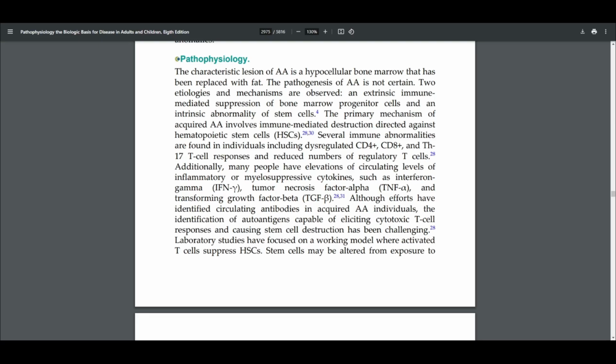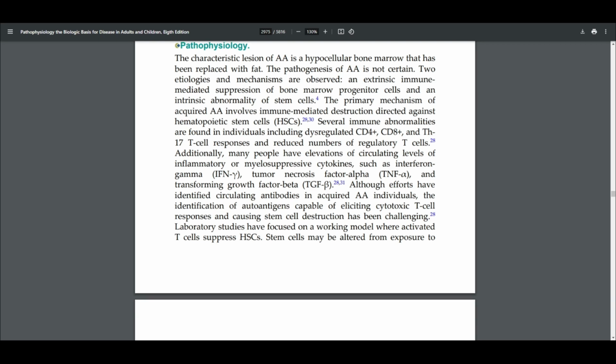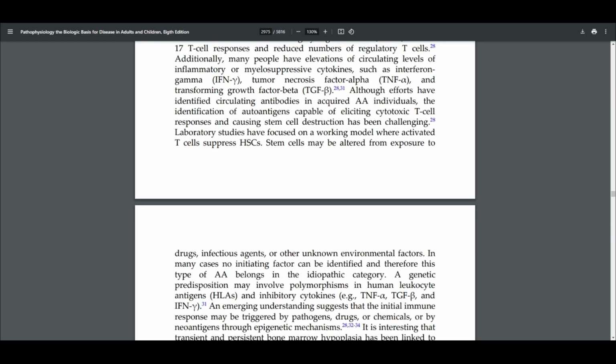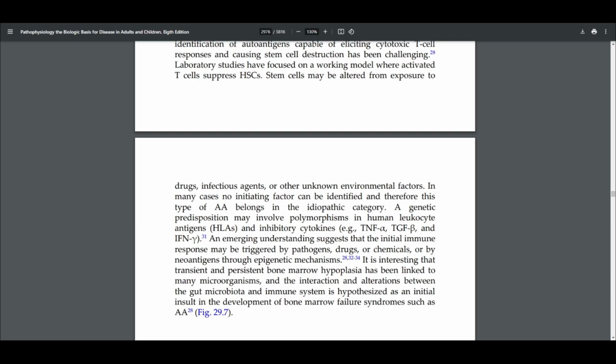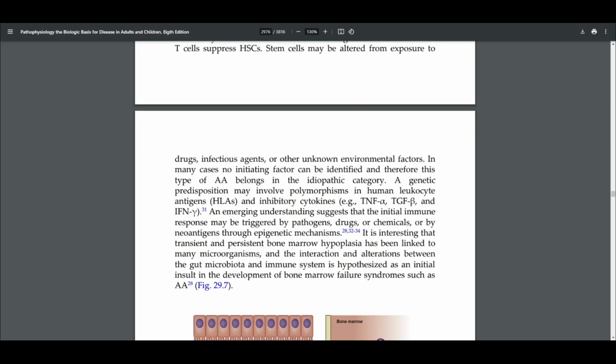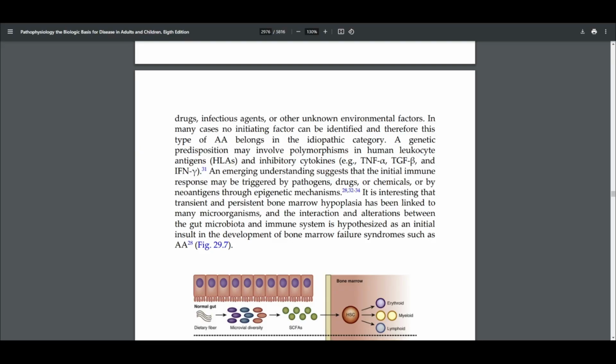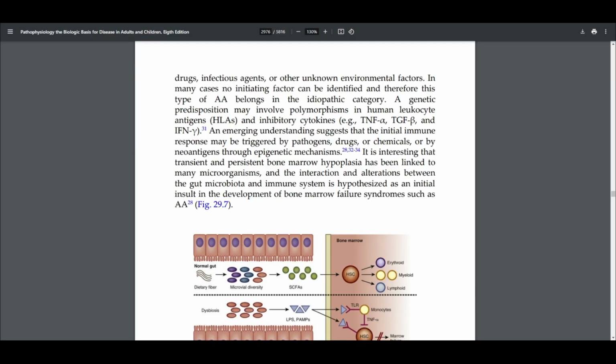Lab studies have focused on a working model where activated T cells are suppressing your HSCs. Stem cells may be altered from exposure to drugs, infectious agents, and other unknown environmental factors. In many cases, no initiating factor can be identified, and therefore these types of aplastic anemias belong in the idiopathic category. A genetic predisposition may involve polymorphism in human leukocyte antigens and inhibitory cytokines.